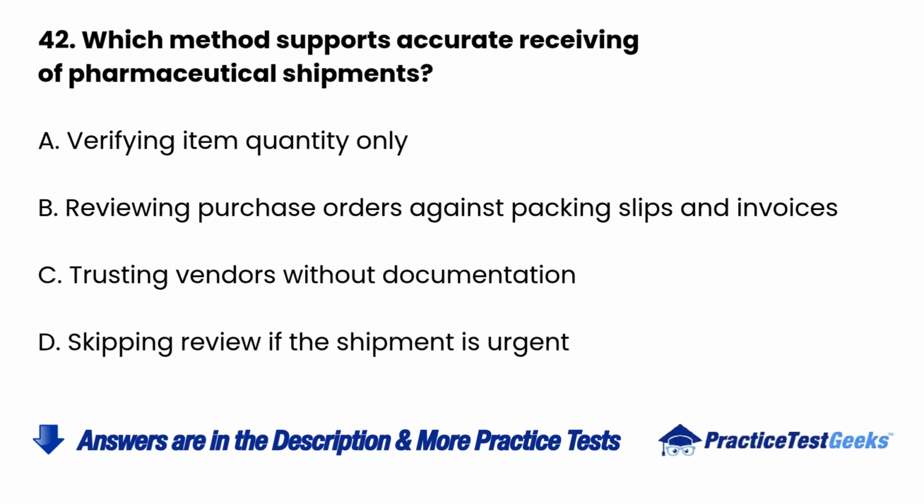42. Which method supports accurate receiving of pharmaceutical shipments? A. Verifying item quantity only. B. Reviewing purchase orders against packing slips and invoices. C. Trusting vendors without documentation. D. Skipping review if the shipment is urgent.